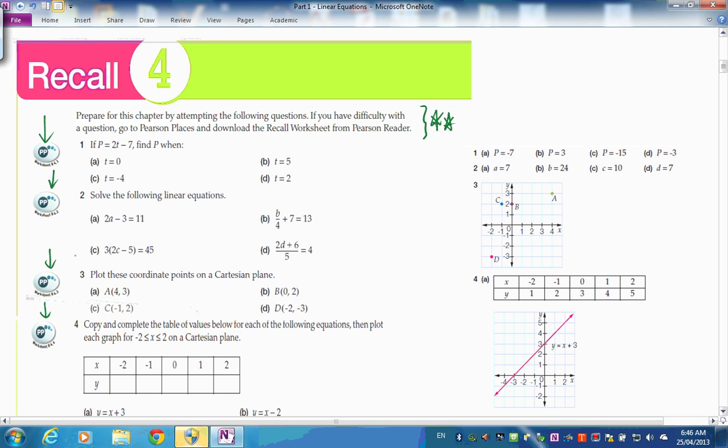In this first presentation, part 1, we're mainly going to be interested in solving equations. But I thought you might like to do a general recall of all of this to just brush up on what algebra is about. So in this first one, you're substituting t values into this expression and finding out what p is. So the answers are all over here, check it out.